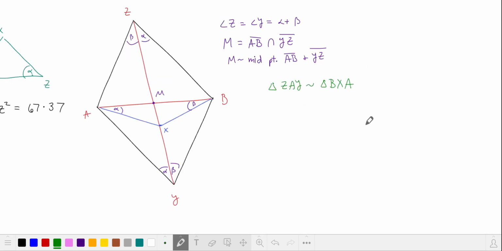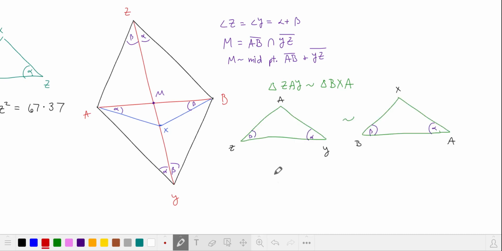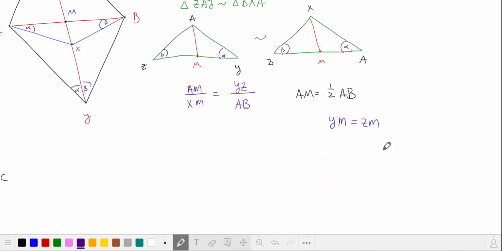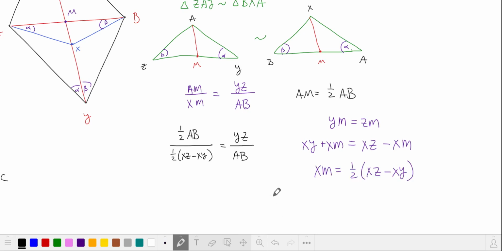We have a couple more similar triangles, triangle ZAY and triangle BXA. I'm also going to draw in the medians. So AM and XM are medians of these two triangles. Corresponding sides, AM over XM is equal to YZ over AB. We're going to make some substitutions. First, AM is half of AB. Since YM is equal to ZM, we rewrite these in terms of XY, XM, and XZ, so we can make some substitutions. So far, our ratios look like this.